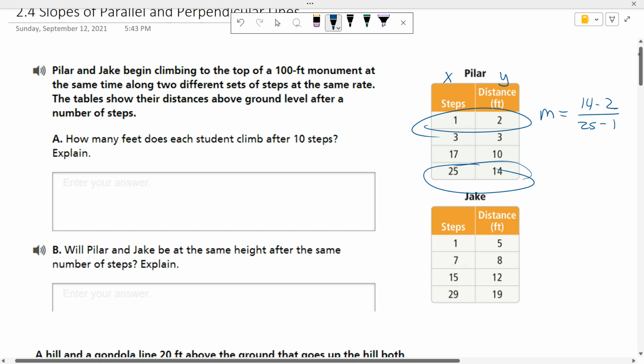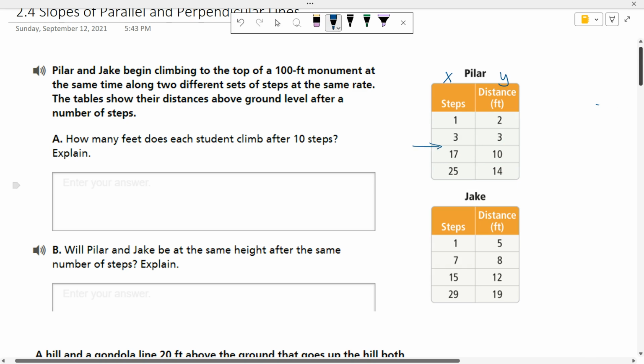How many feet did he climb? Yeah, we can do it this way. Feet did he climb up after so many steps? All right. So if we do it this way, we get 12 over 26 is my slope. So he goes 12/26 of a step. Nah, that doesn't look right. Okay, let's try it a different way.